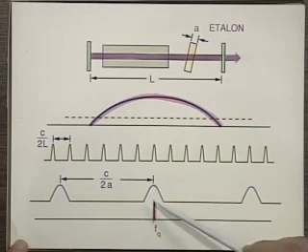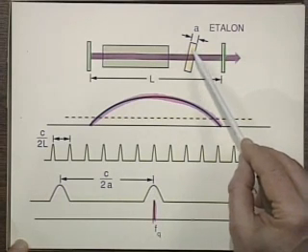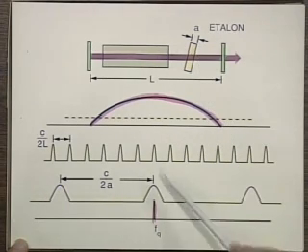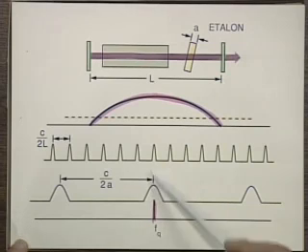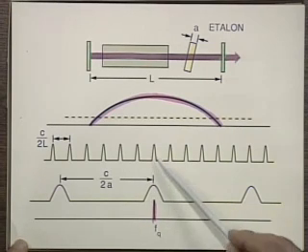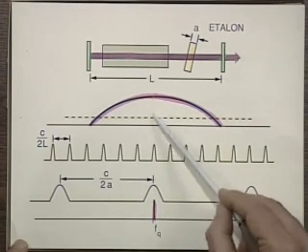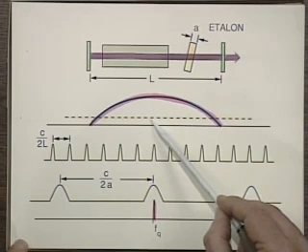So the whole idea is to couple a mode from this short cavity, like this one here, with one of the modes from the long cavity, which is over here. And when they're perfectly coupled like this, then only at this frequency will I get enough gain to overcome the loss.